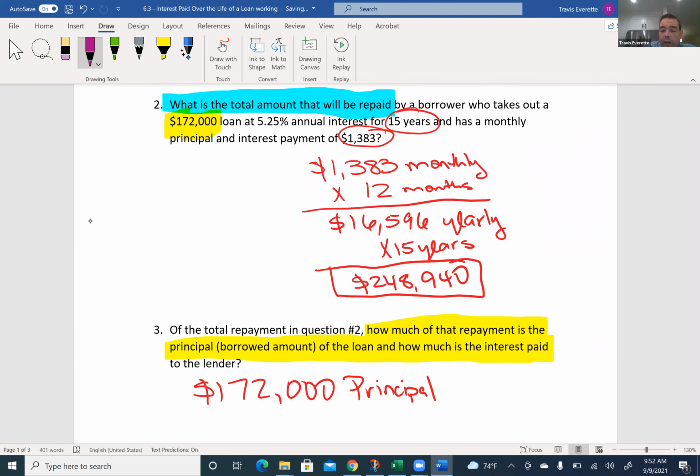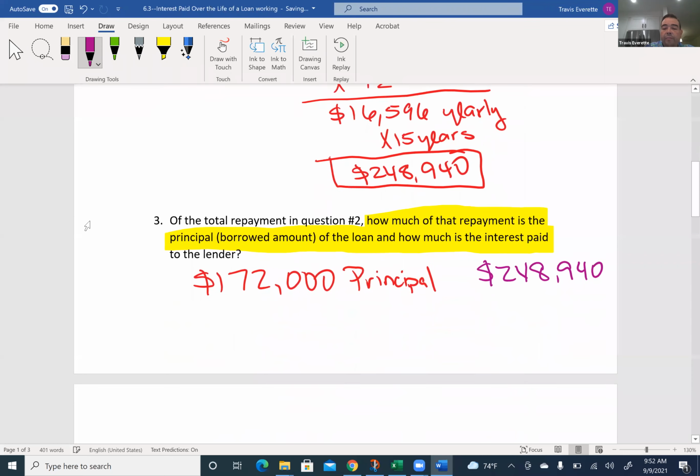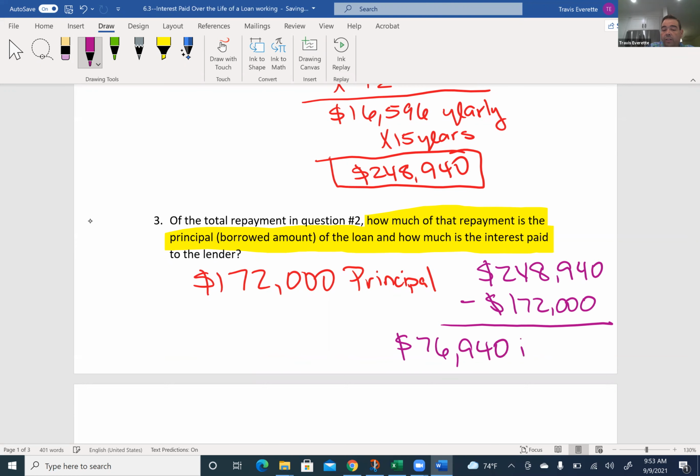We know that a grand total of $248,940 is being repaid. We know that of that, $172,000 is principal. If we subtract the principal from the total repayment, we will end up with $76,940 in interest once that loan is finally paid back.